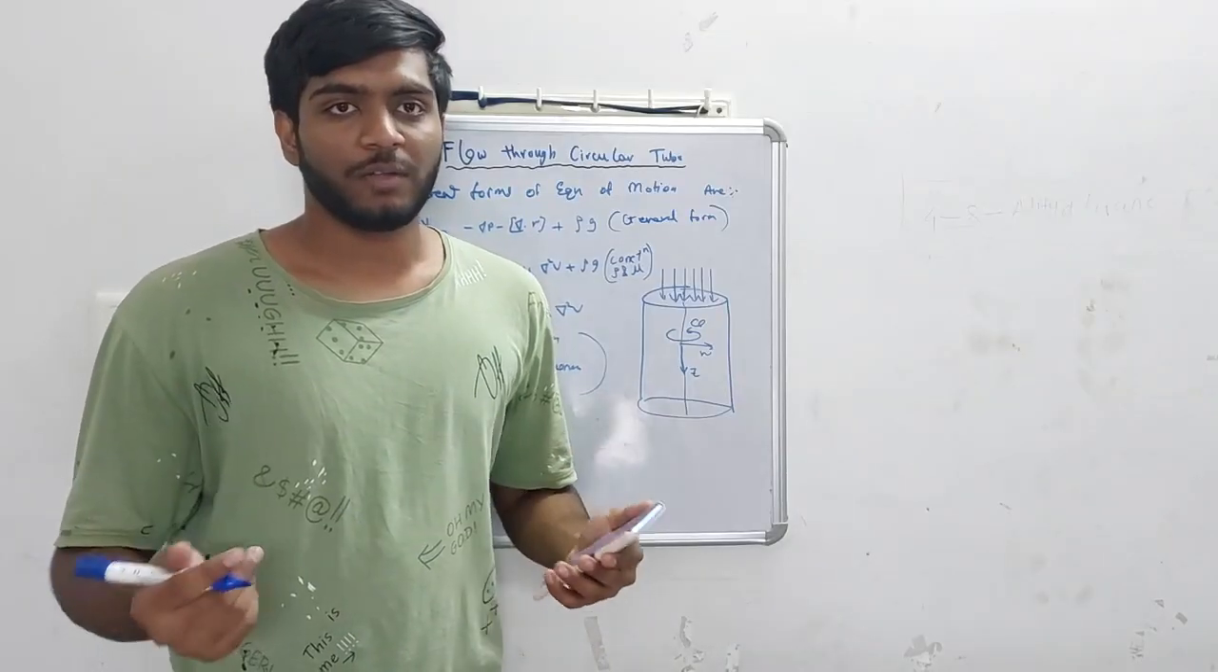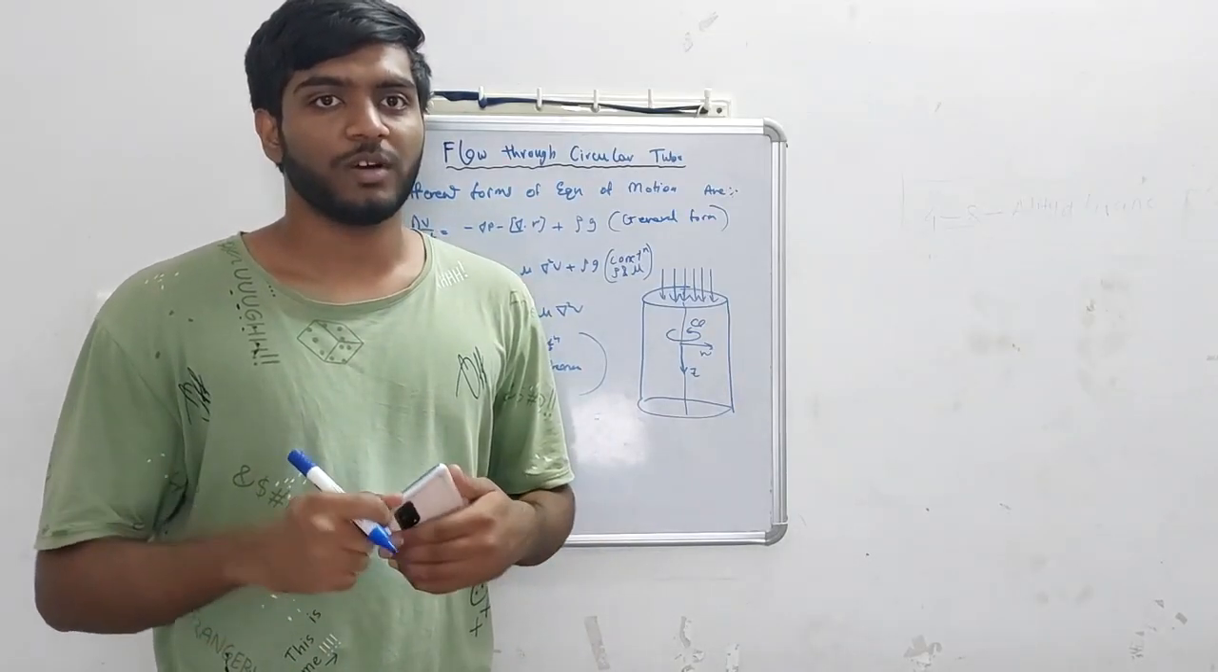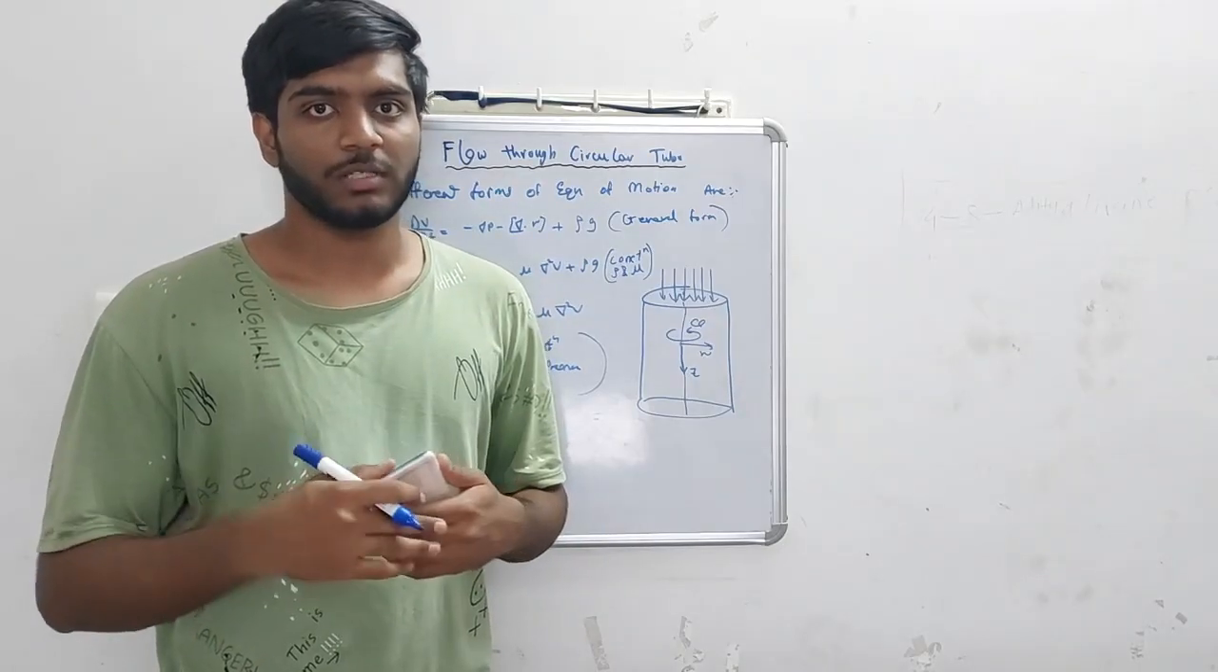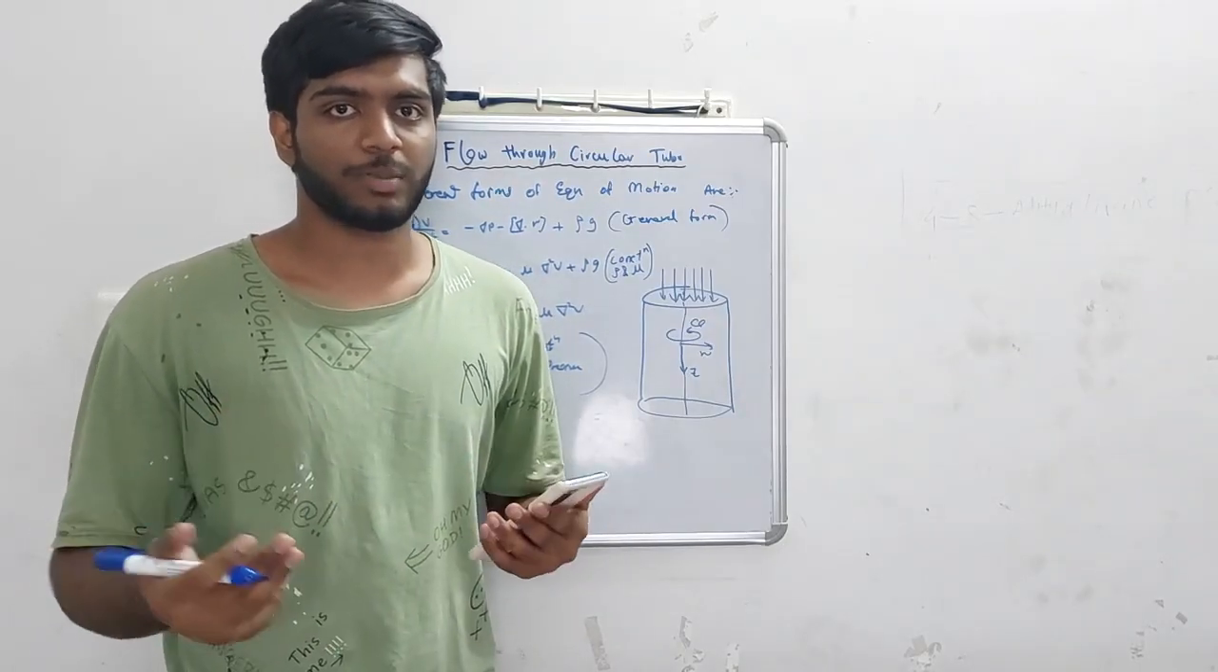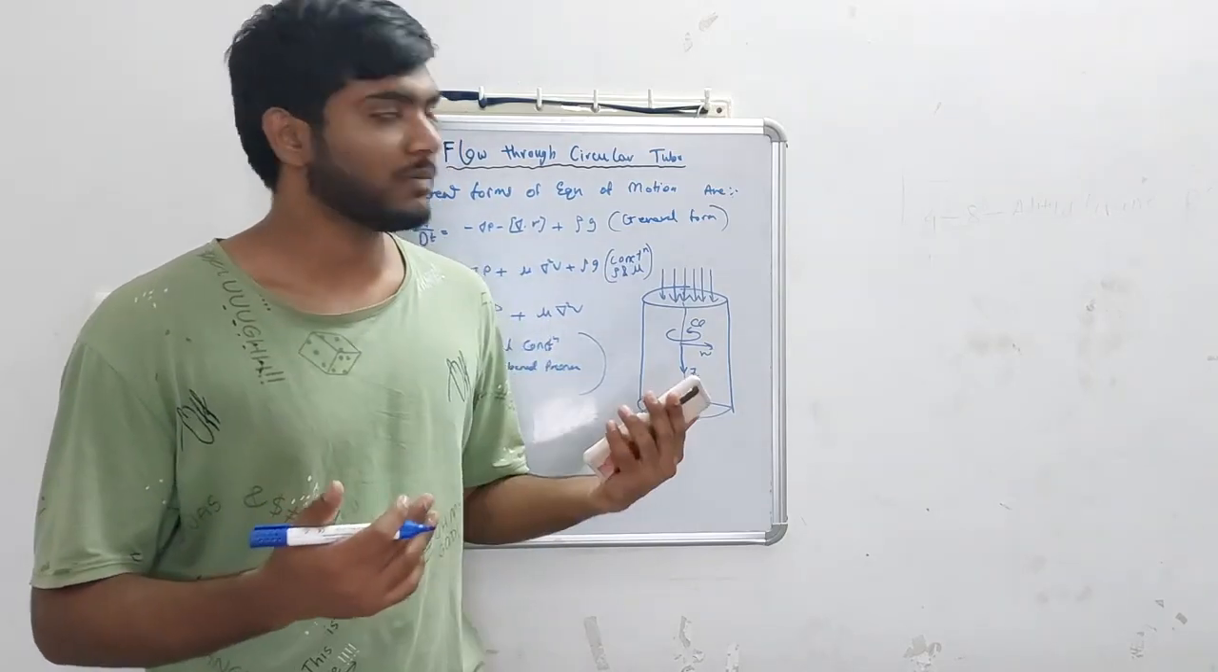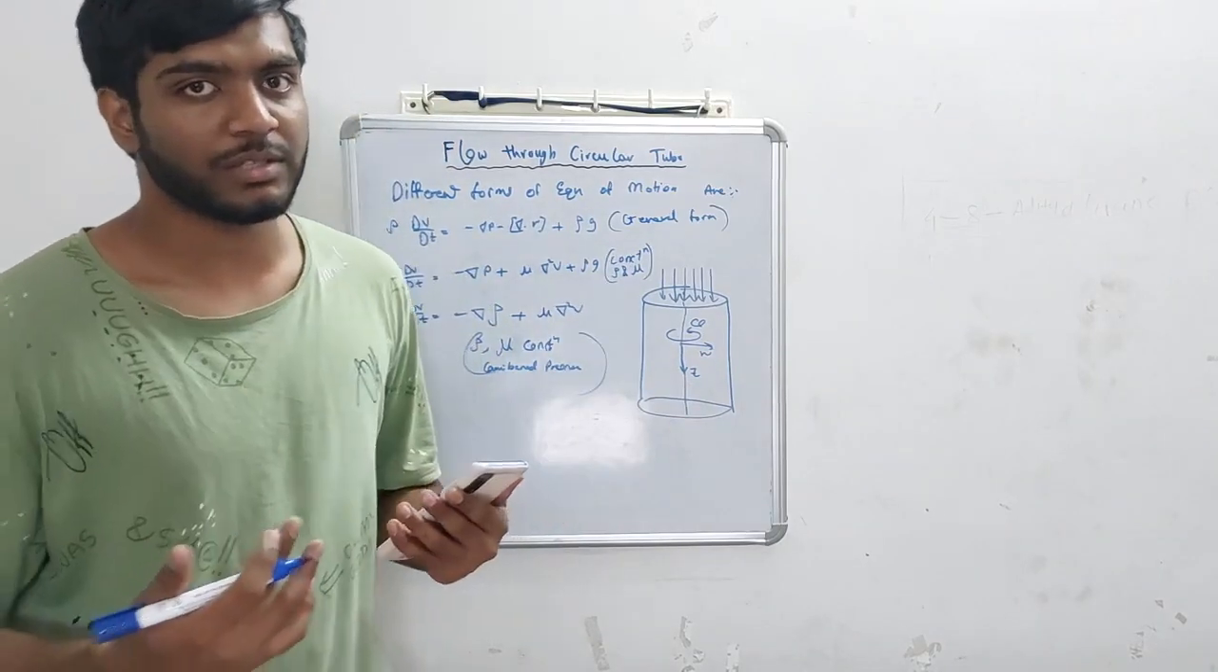There are three forms of the Navier equation. First is the Cartesian coordinate system, second is the cylindrical system, and the third one is the spherical coordinate system. In this question, we will be using the cylindrical coordinate system.